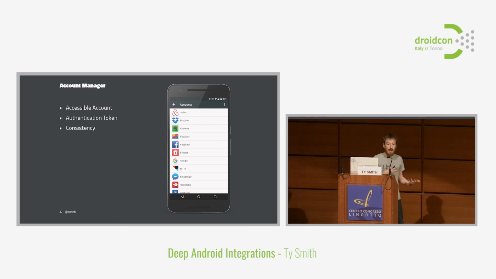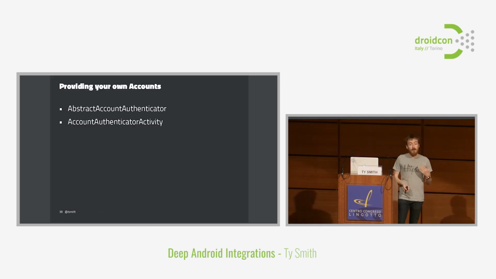But how would we track our own app in this and then use that for a third-party integration? Well, first we would need to extend two classes to provide our own accounts here. The first is the abstract account authenticator, which is a service that the account manager uses to communicate with. And then the second is the account authenticator activity, which is the actual activity that you would create logic in to handle sign up and login and all the UI that you want to interact with.